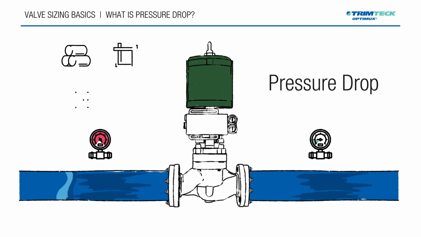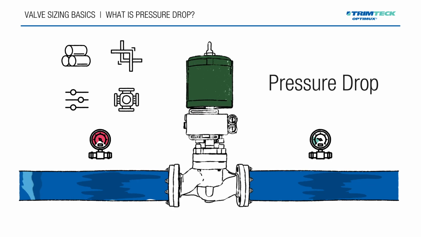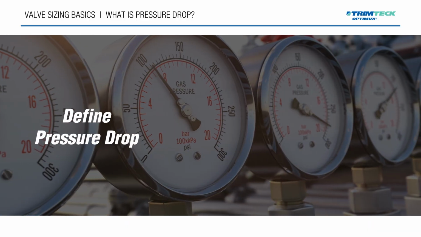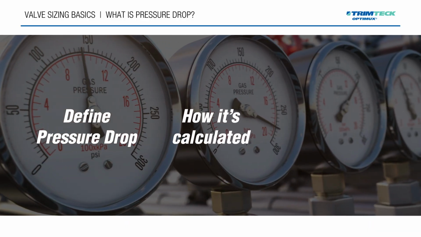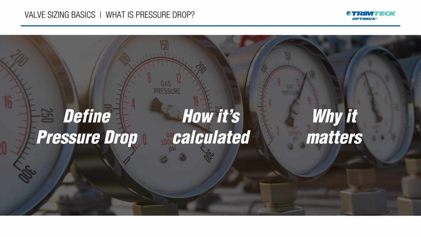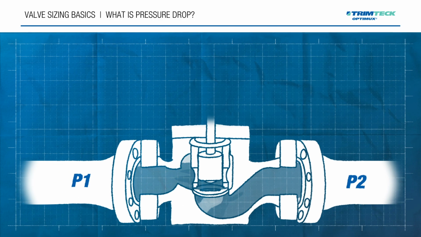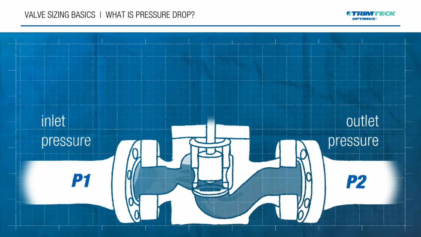Pressure drop is a key parameter when selecting and sizing control valves. In this video, we'll define pressure drop, show how it's calculated, and explain why it matters in flow control systems. At its core, pressure drop is simply the difference in pressure between 2 points in a flowing system. For a control valve, that means the difference between the inlet pressure and the outlet pressure across the valve.